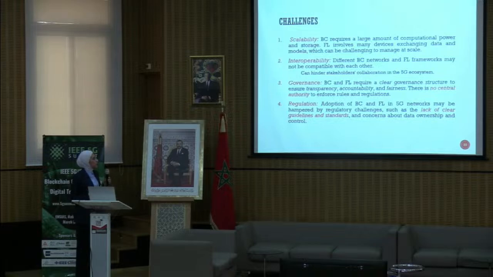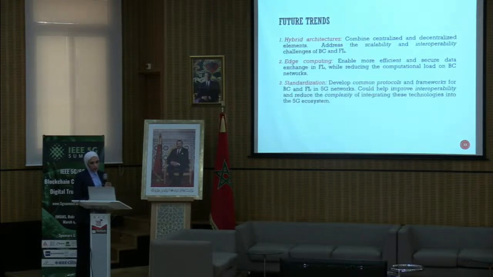One of the solutions, by enhancing the stakeholders' collaboration in the 5G ecosystem, can be a type of solution for this interoperability problem. A third issue is governance. Blockchain and federated learning require a clear governance structure to ensure transparency, accountability, interoperability, and fairness. Since we have no central authority to enforce the rules and regulations, we can tell that we still have a problem in governance. And the last one is regulation. The adoption of blockchain along with federated learning in 5G networks may be hampered by different challenges, such as the lack of clear guidance or standards. So having such standards for this integration can be a solution here.